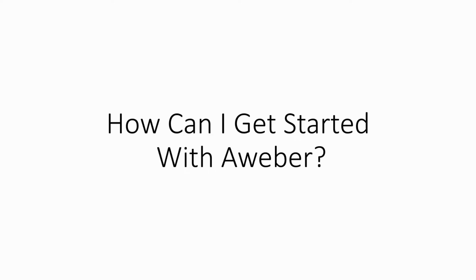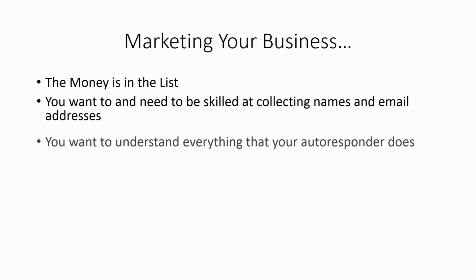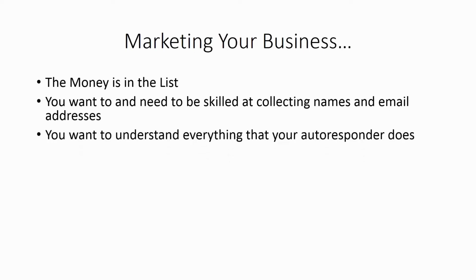Okay, I want to talk to you today about how you can get started with Aweber. Aweber is a way of marketing your business. And you and I know, if you've been around being an entrepreneur or marketing online or marketing in general, that the money is in the list. You and I really do need to become skilled at collecting contact information, names and email addresses. And we do have to use an autoresponder to do that. It's the best way. It's an automated way to do that.